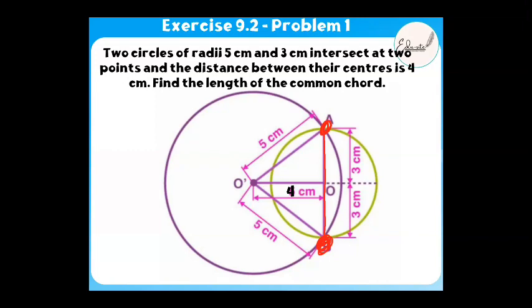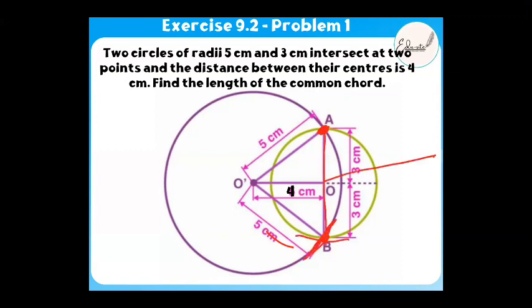The circles intersect at 2 points. The distance between their centers is given. Find the length of the common chord. They have told you the common chord. What does common chord mean? The chord that touches both of the circles. Here you cannot have any other chord apart from this, because this point will touch both of the circles. Correct? So you draw a chord here.